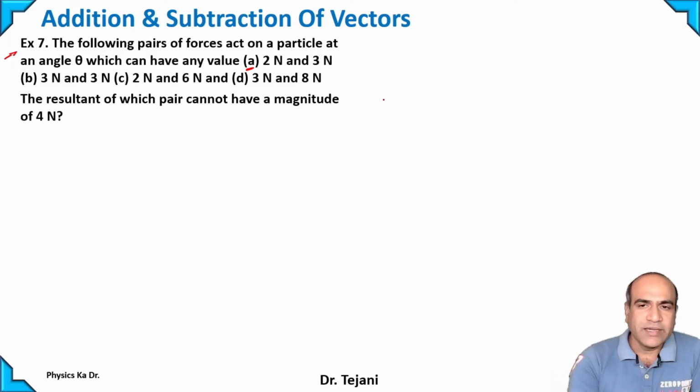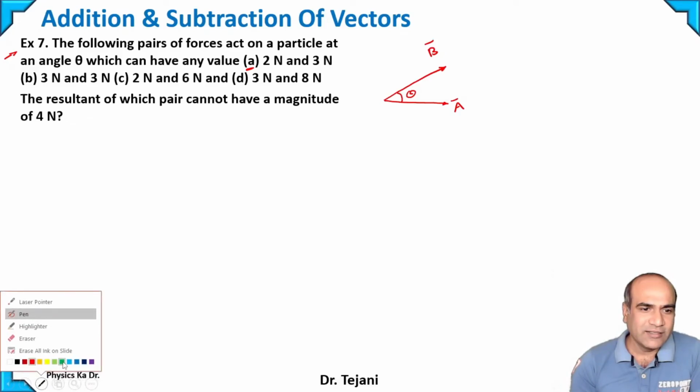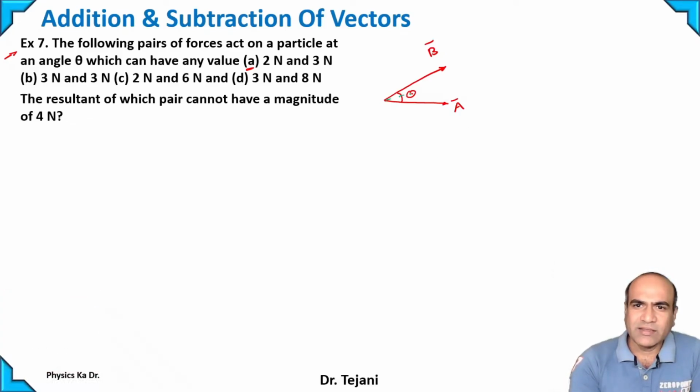See here, it is given like that, having two vectors A bar and B bar with some angle theta, and theta is unknown, right? And it is having some kind of magnitude. Let's change color. It is having a resultant, it is like that, right? So this resultant should not have 4 Newton, right?